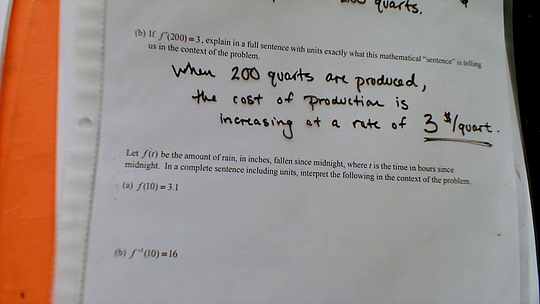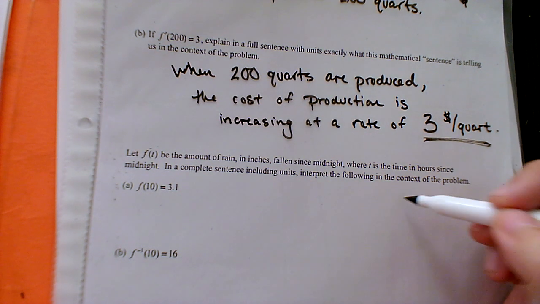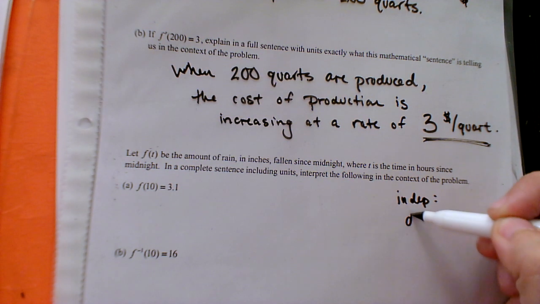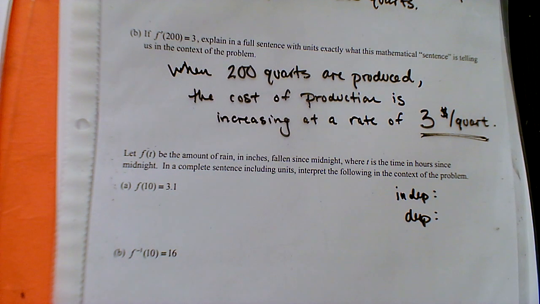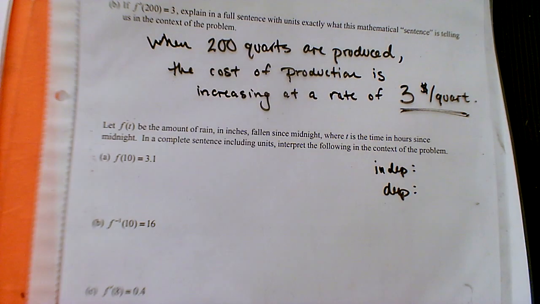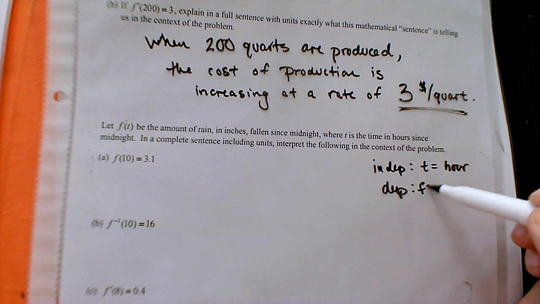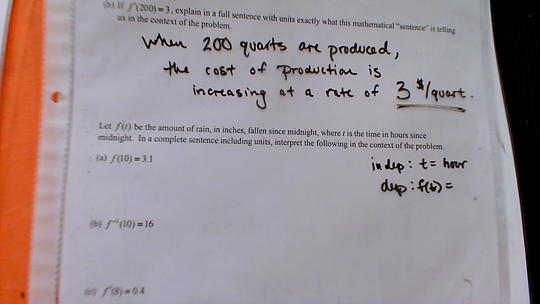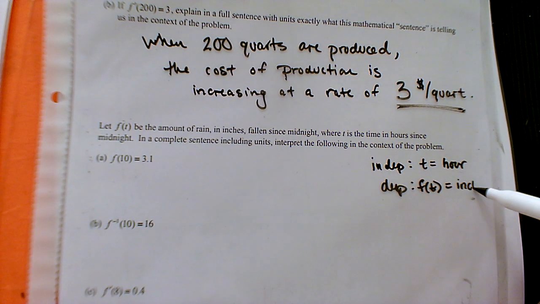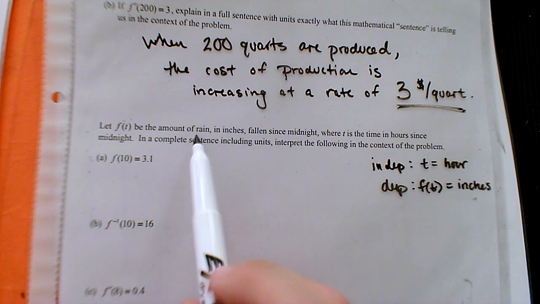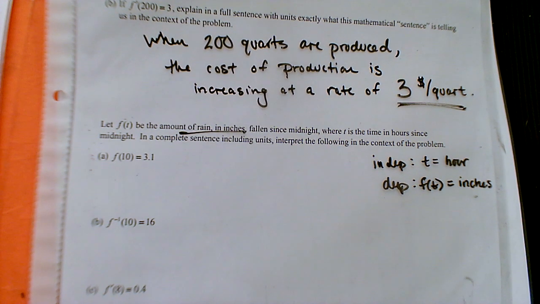All right, let's try the next one. Let F of t be the amount of rain in inches that has fallen since midnight, where t is the number in hours since midnight. Complete the following interpretations. So independent, dependent, what's acting as our x? T, time, and the unit is hours. And the dependent would be F of t, and the unit would be inches. Amount of rain in inches that has fallen since midnight.